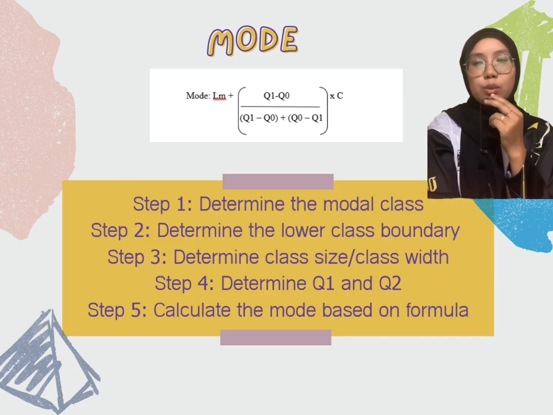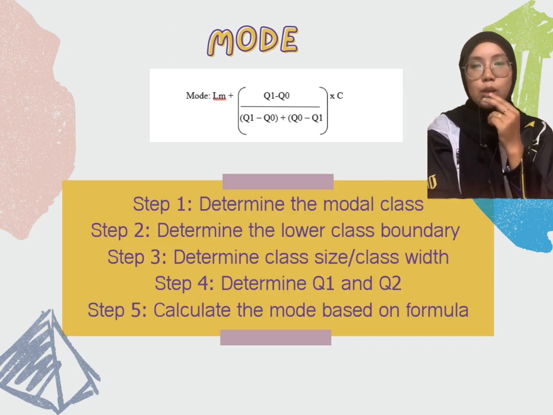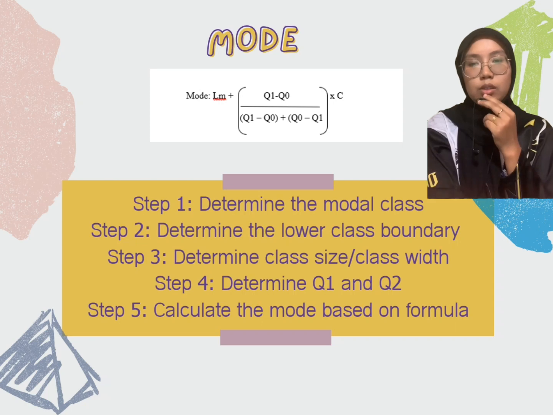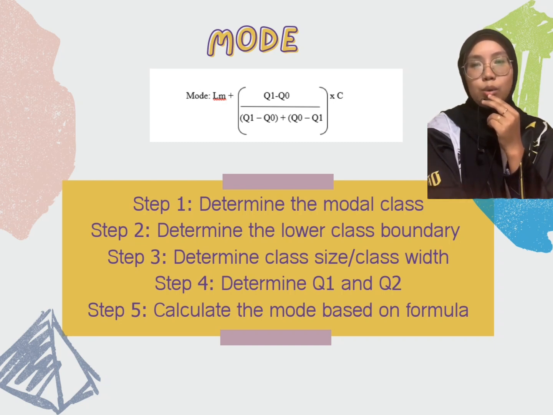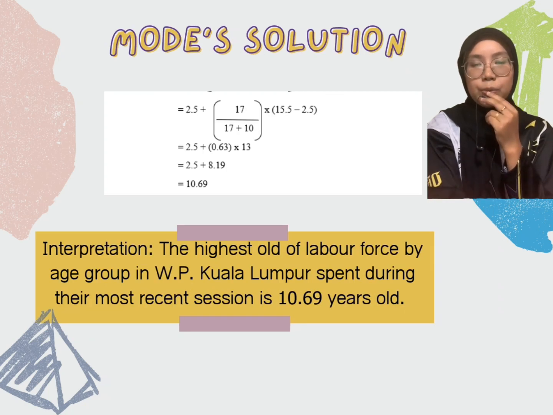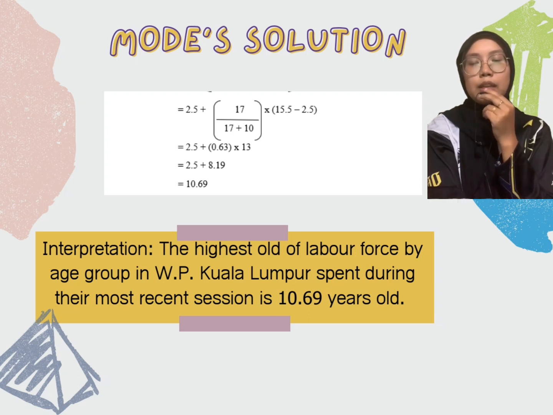Now, we proceed to mode. To find the solution of mode, we should follow the steps. The formula of mode is Lm plus bracket Q1 minus Q0 divided by bracket Q1 minus Q0 plus bracket Q0 minus Q1 bracket multiply C. We do the calculation, which is 2.5 plus bracket 17 divided by 70 plus 10 bracket multiply bracket 50.5 minus 2.5 bracket, and the answer is 10.69.